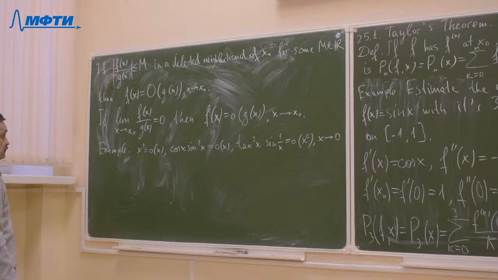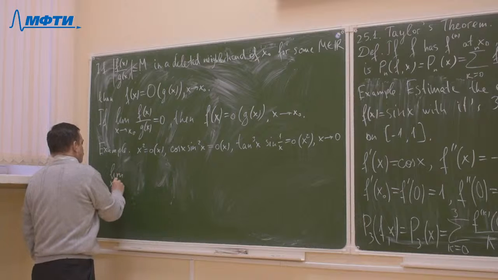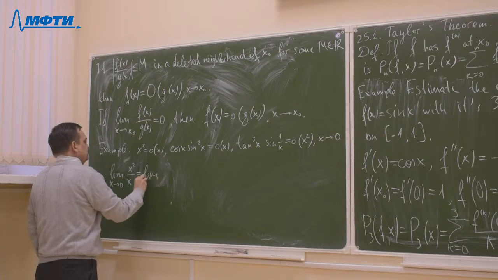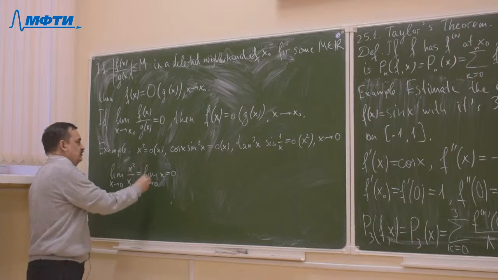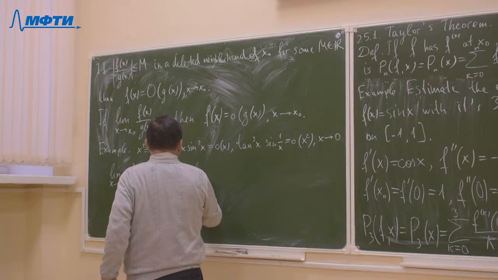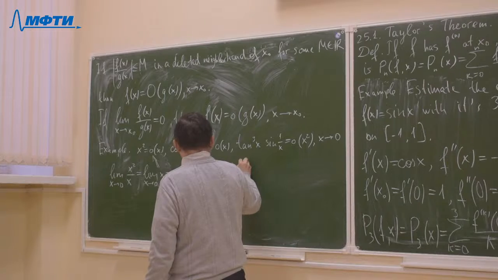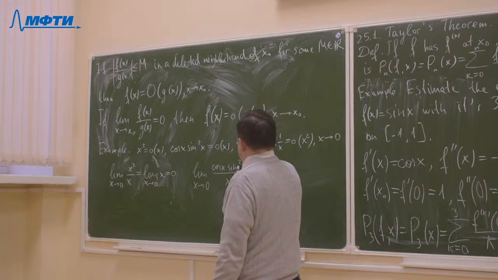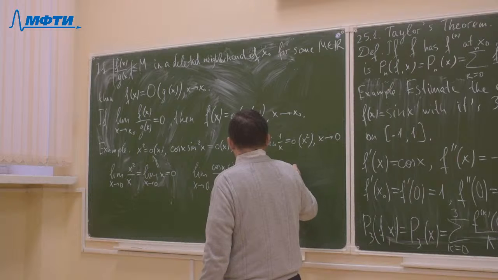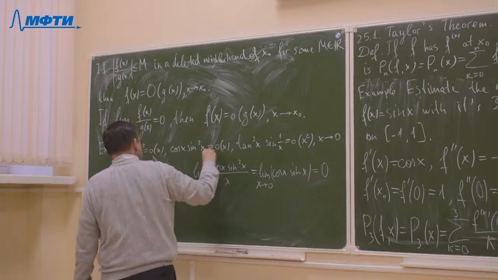So let's check those equalities. The first one, limit as x tends to 0 of x squared over x is equal to the limit of x, which is 0. Then it follows the first equality. All others can be checked similarly. So the limit as x tends to 0 of cosine x sine squared x over x: sine x over x by the first remarkable limit is 1, so what remains is cosine x times sine x, and that is 0. So it gives the second.